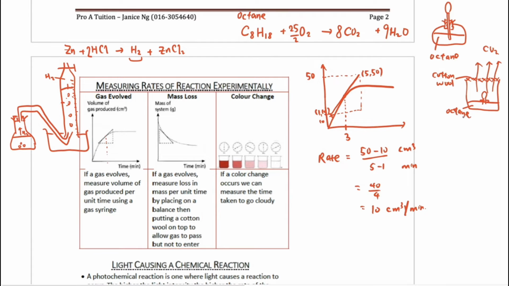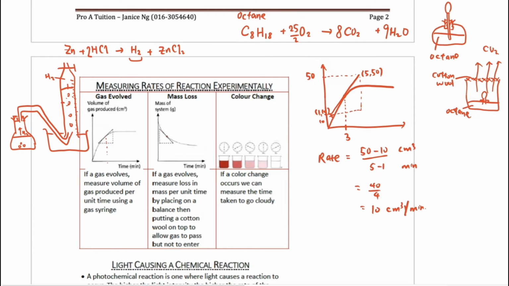And then you measure it every 1 minute, for example. You put this on a weighing machine throughout the experiment, and you take the reading of the mass every 1 minute. So after that, you plot the graph. You should expect the graph to go down because you are burning the octane, so the mass is going to be lesser and lesser. So it's going down. As we mentioned, the reactants will decrease.